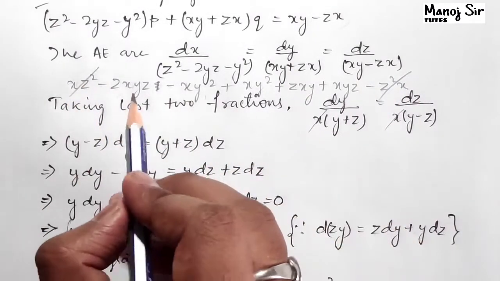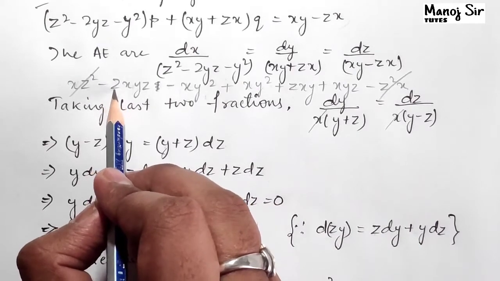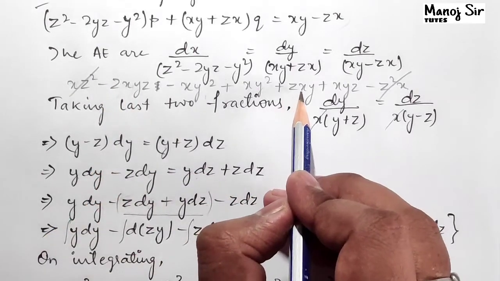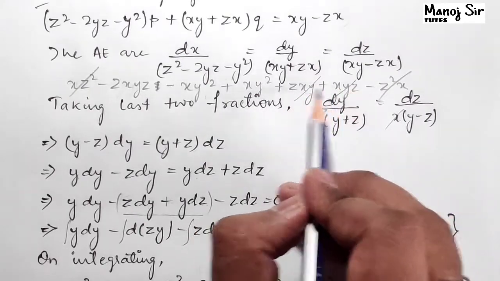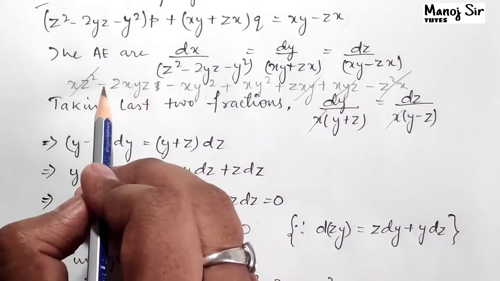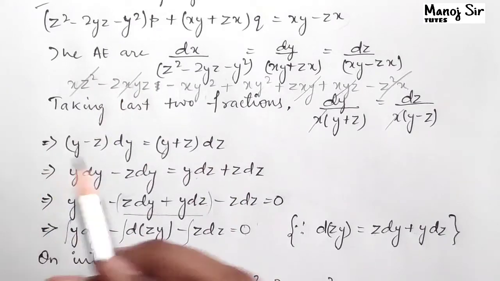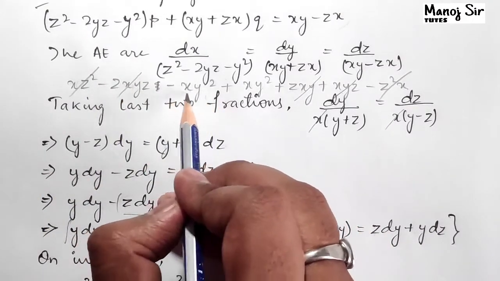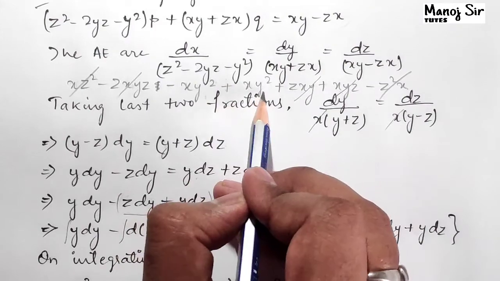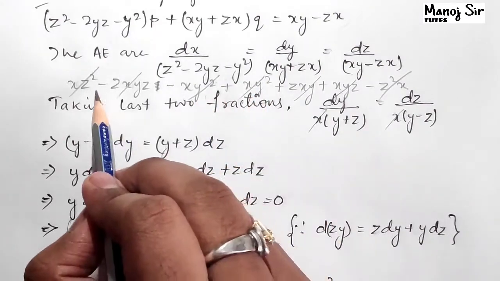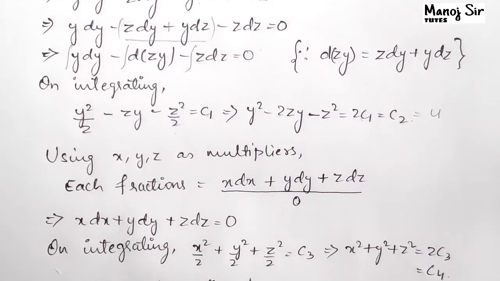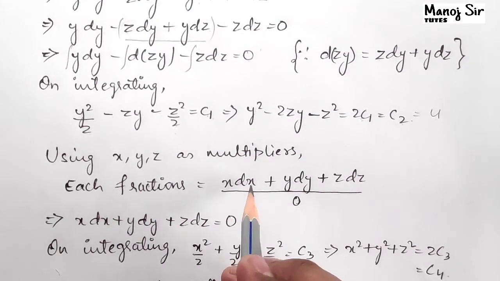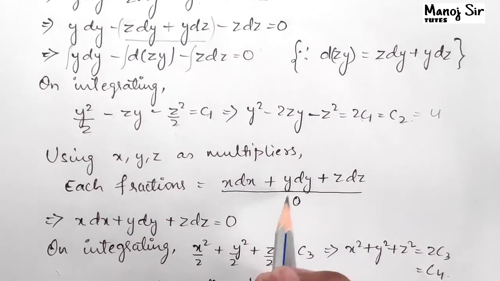Here we have x z square negative and here it is positive, so both terms cancel. Now coming to minus twice xyz: here we have xyz and here we have xyz, both positive, and this is twice negative, so this also cancels. Now coming to minus xy square, here we have plus xy square, again cancelled. So we have cancelled all the terms, so yes, each fraction equals x dx plus y dy plus z dz upon 0.